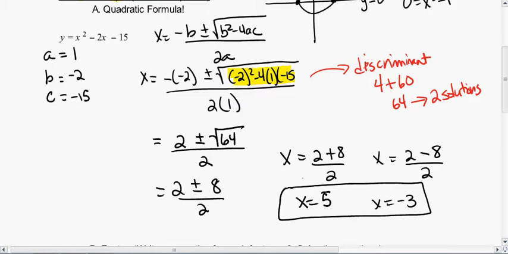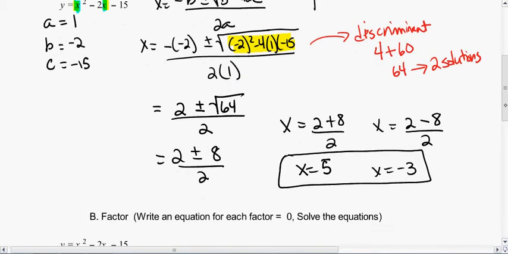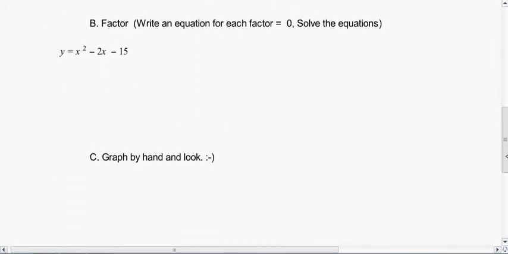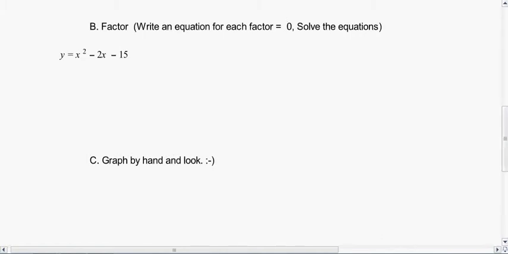And if I take 5 and negative 3 and substitute them back into the original equation, I am going to get numbers that work when y is 0. So that's using the quadratic formula. Quadratic formula always works. Factoring, the second method, doesn't always work. It might not be an easy equation to factor or a possible equation to factor. It is going to work in this case.